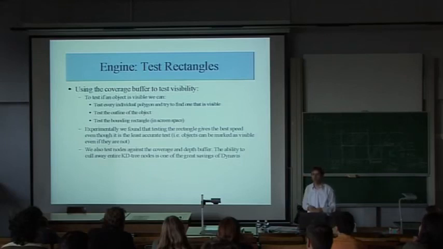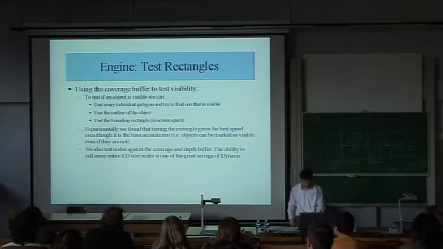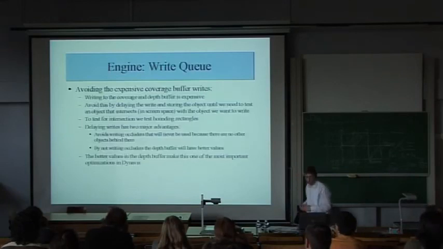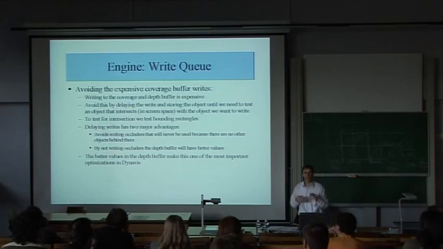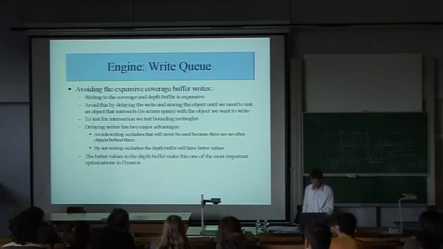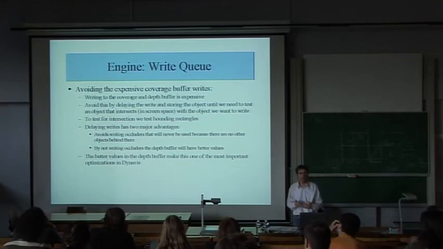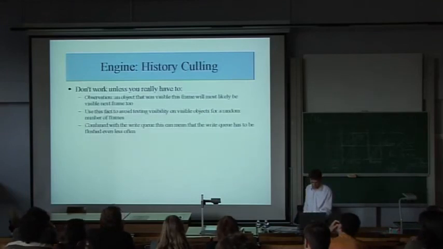It can be that the object is not visible, but we consider it visible because one part of the rectangle happens to be visible, but there is no geometry in it. But it's better to make that mistake than the opposite mistake. So it's no big problem. Also, writing to the coverage buffer, actually transforming the geometry to the screen, is expensive. So we avoid that by putting it on a queue again. Same principle: don't do work unless you really need to. In this case especially, we found out that very often the work is no longer needed.